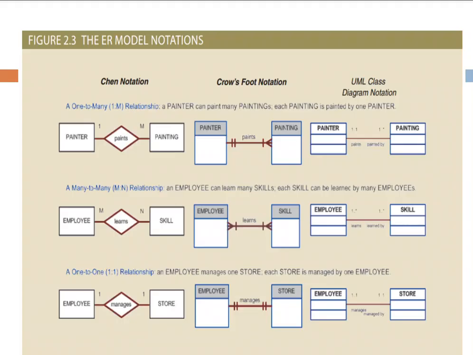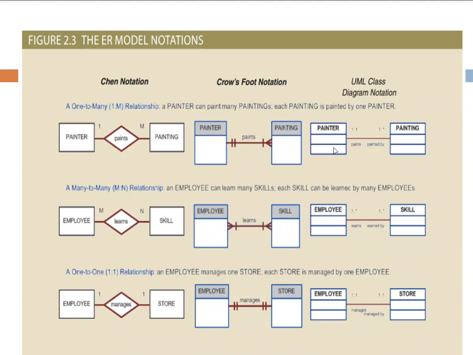So today we are going to continue with the rest of chapter 2. Let's look at this one. These are 3 different approaches to draw the ER model, or we call it notation. The first and second I have introduced to you previously: chain notation and crow-foot notation. And on your right is the UML class diagram notation.